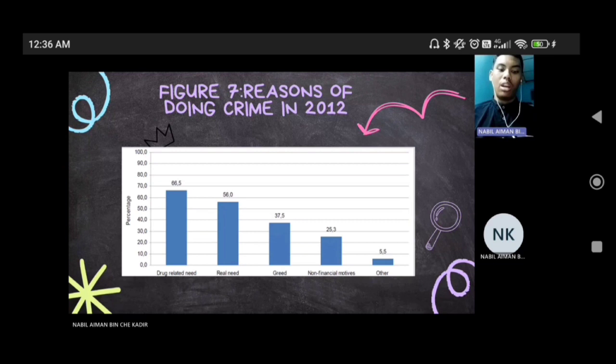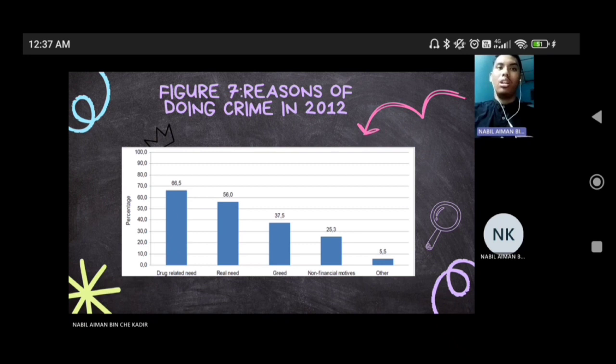By looking at the bar graph, the reason of crime because of real need was fractionally lower than drug-related need by 10%. There was a slightly higher percentage of crime because of real need than because of greed, at 80.6%. Lastly, there was a drastic decrease of people doing crime because of reasons other than financial motive.